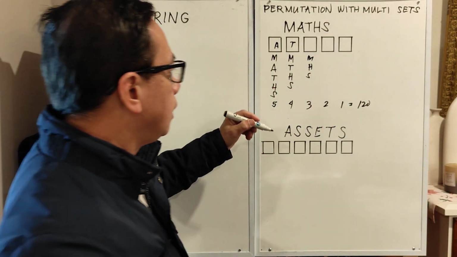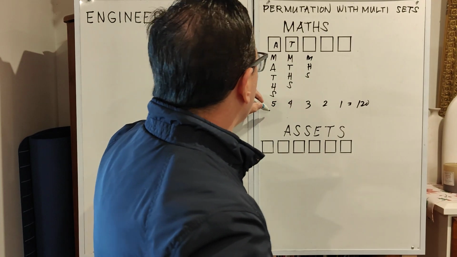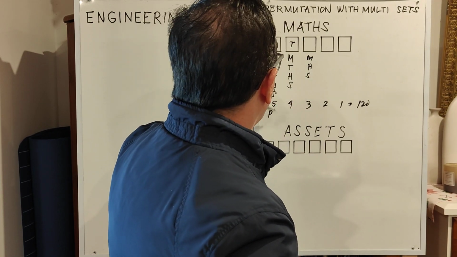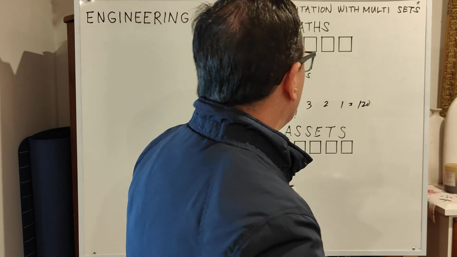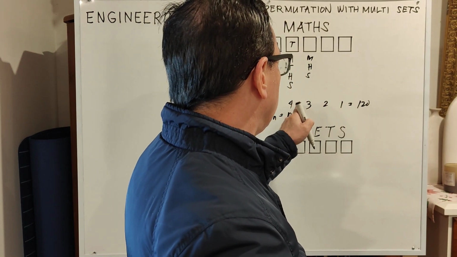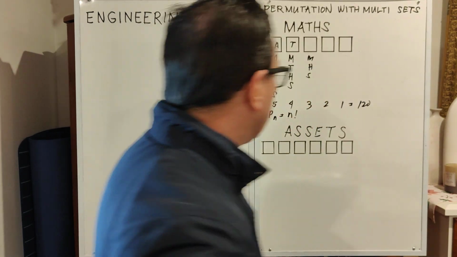Or in short, the formula is P(n) is equal to n factorial. So 5 times 4 times 3 times 2 times 1.